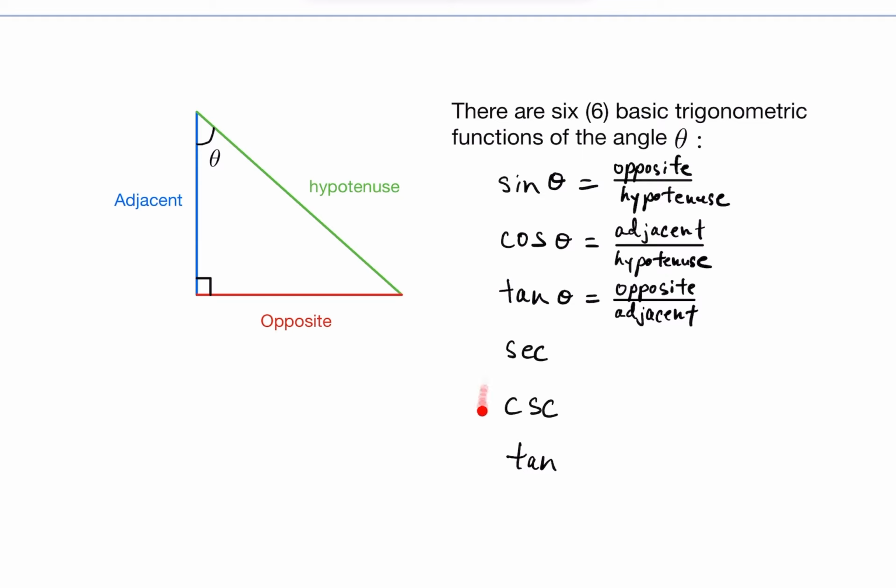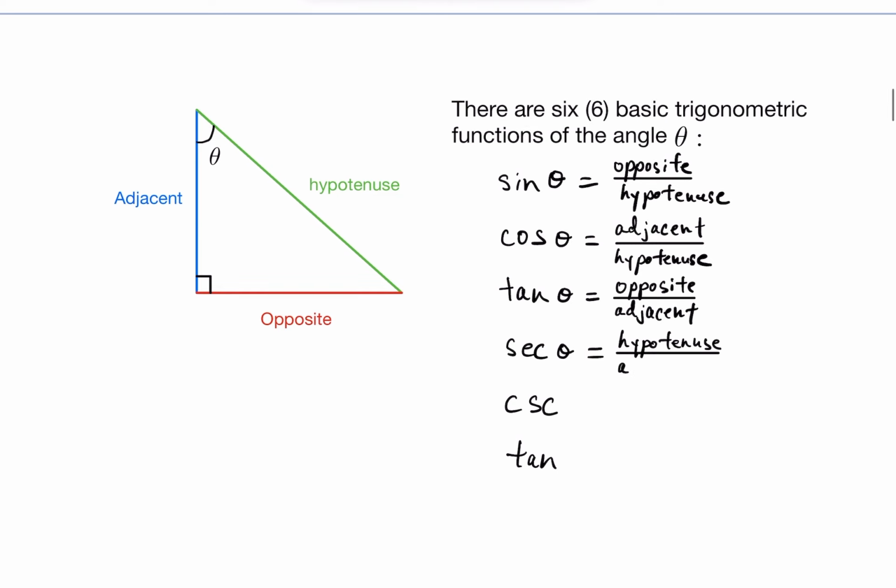Okay, now notice the next three. Notice that there's a pattern. So let's take a look at the secant. The secant of that angle theta is going to be the hypotenuse over adjacent. Okay, hypotenuse over adjacent. Now, let's pause here for a second.